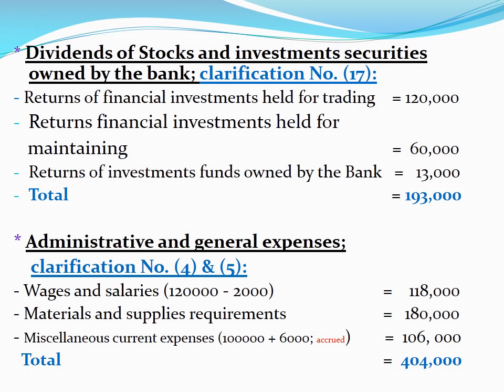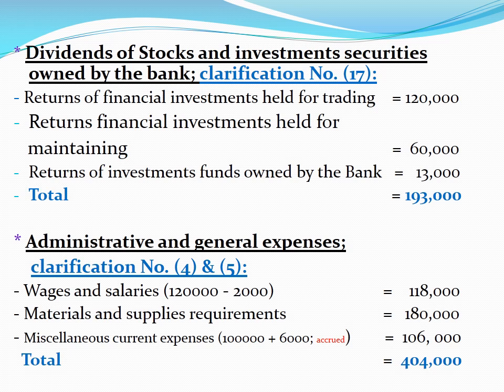The last two parts of the first solution: dividends of stocks and investment securities owned by the bank. So these are revenues for the bank, clarification number 17. Return on financial investment held for trading 120 from the trial balance. Return on financial investment held for maintaining from the trial balance. Return on investment funds owned by the bank 13,000 from the trial balance. So the total is 193,000 pounds.